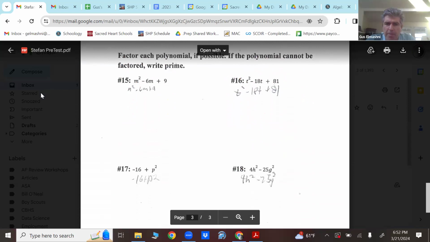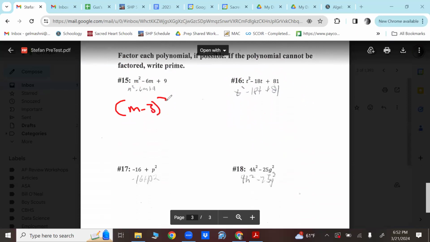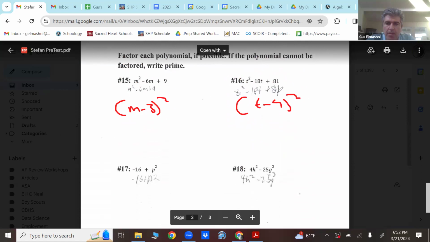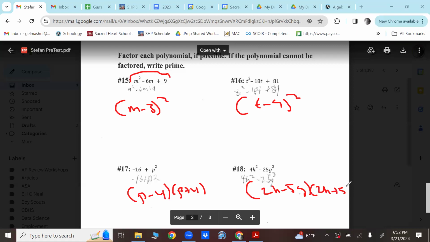I don't think any of these will be prime. I think all these work just fine. But like that's m minus 3 to the second power. T minus 9 to the second power. Once you start seeing that those are perfect squares, it's just very clean. That's the difference of 2 squares. So p minus 4, p plus 4. And here 2h minus 5g, 2h plus 5g.